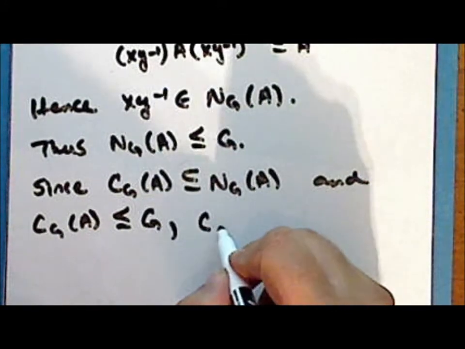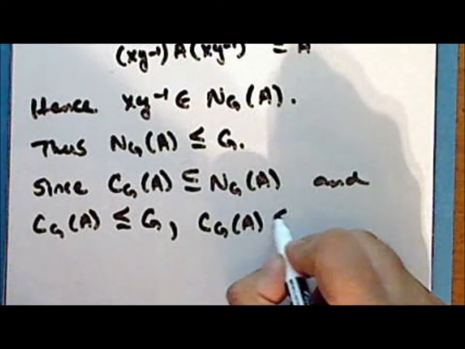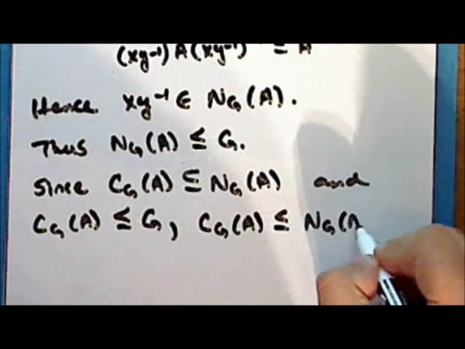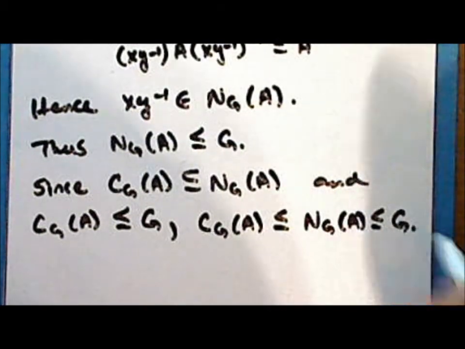And so the centralizer of A in G is a subgroup of the normalizer of the set A in G, which is itself a subgroup of the group G.